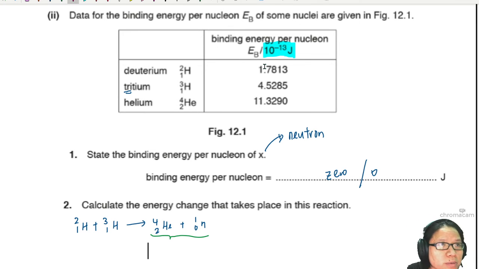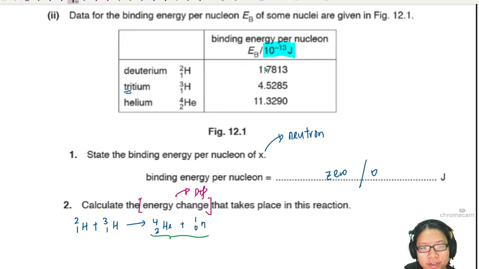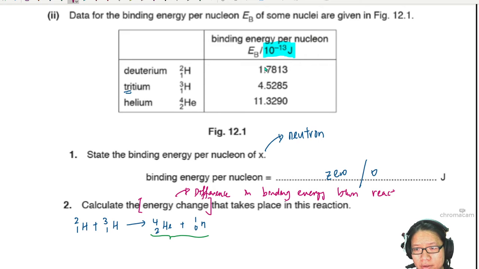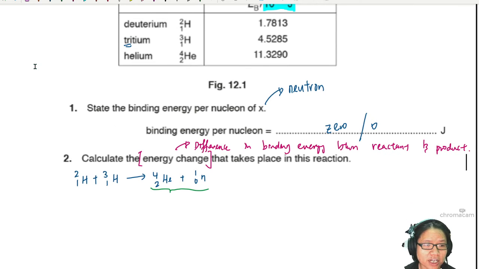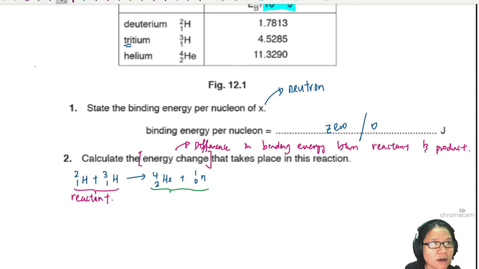Okay, so let me write this for you. The energy change here is the difference in binding energy between reactant and product. Now, if you didn't take chemistry or you don't take chemistry, reactant is before the reaction. Okay, let me write for you. These are the reactants. Okay, after the reaction, you get product ma. This is the product.